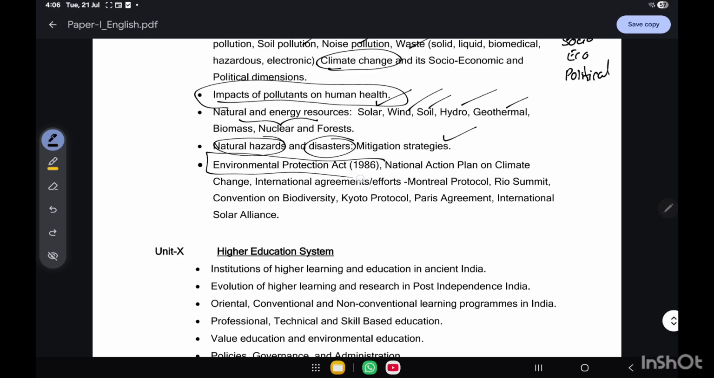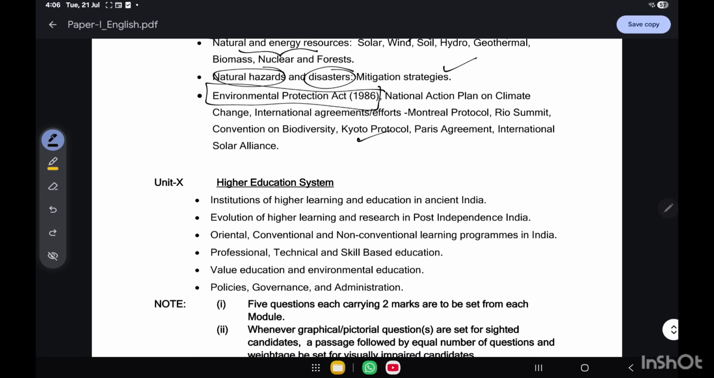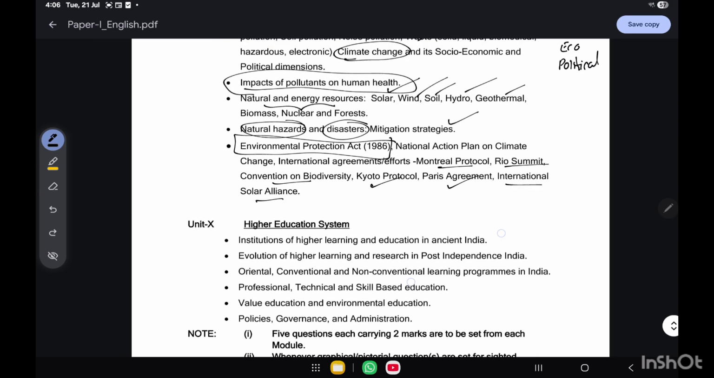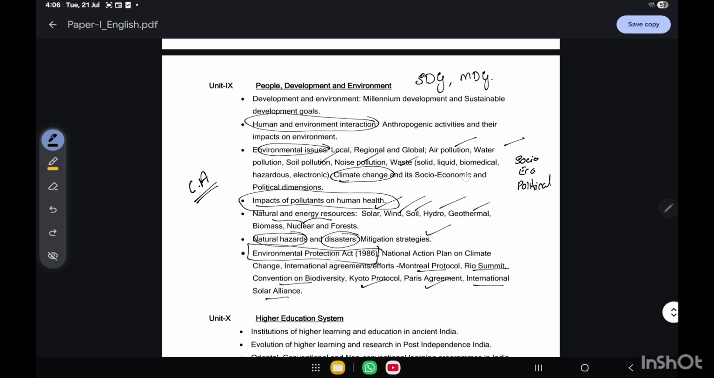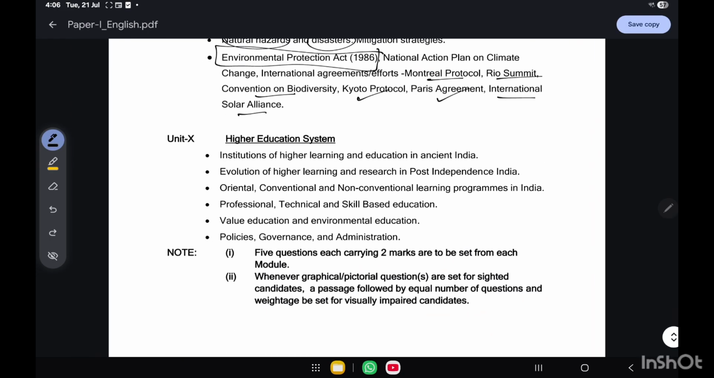And you're gonna learn more detail about the EPA Act of 1986, like that. You're gonna learn about the Kyoto Protocol, the Paris Agreement, Montreal Protocol, Rio Summits, Convention on Biodiversity, International Solar Alliance. Yeah, these things are super important. So having a look at current affairs is most important when it comes to this unit 9.